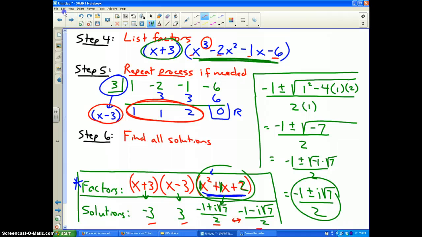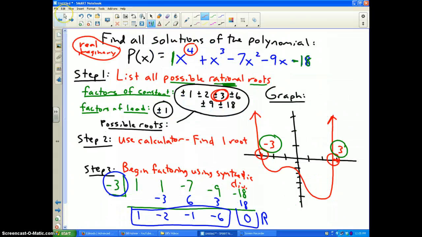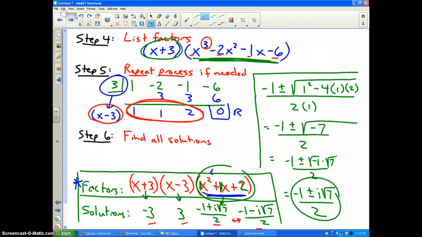Well, I got to go back a slide. It was originally a 4th degree polynomial. And there are my solutions. And that is how you solve polynomials with complex solutions.